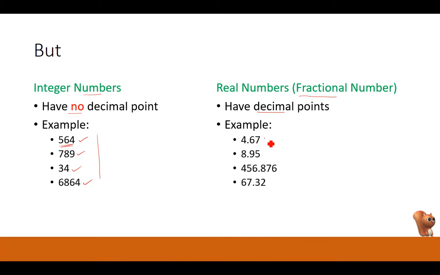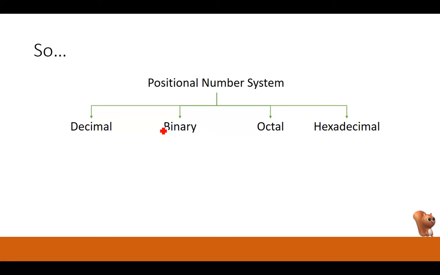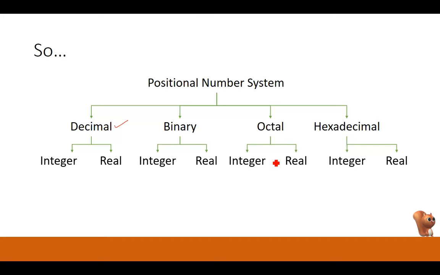But if you check the examples of real numbers, they will be 4.67, 8.95, 456.876. These are called real numbers because in between the digits there is a decimal point. So these are called fractional numbers, or we can say real numbers. Now, these integer numbers and real numbers may be associated with our positional number systems. A decimal number system can be integer or real. Similarly, the binary number system can be integer or real, and octal and hexadecimal can also be integer or real numbers.